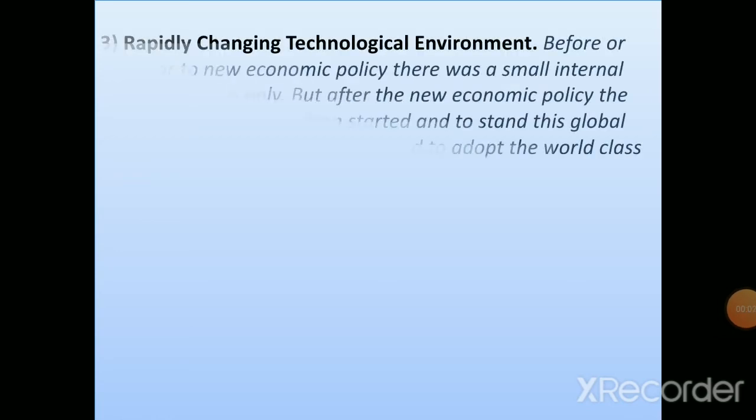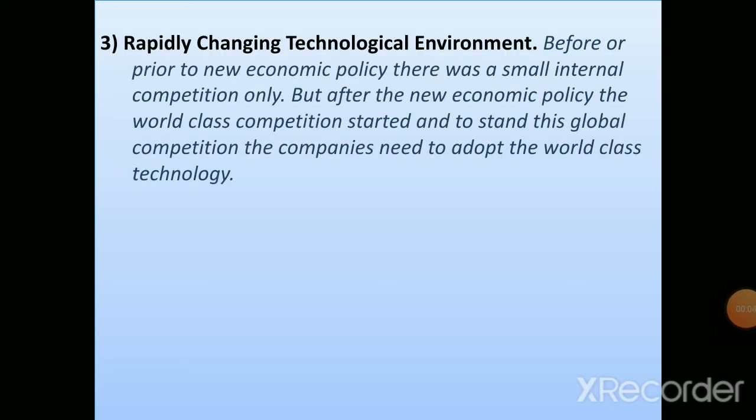Next is rapidly changing technological environment. So before economic policy, there was a small internal competition only, but after the new economic policy, the world-class competition started, and to stand this global competition, the companies need to adopt the world-class technology. And to adopt and implement these world-class technologies, investment in research and development department has to increase.